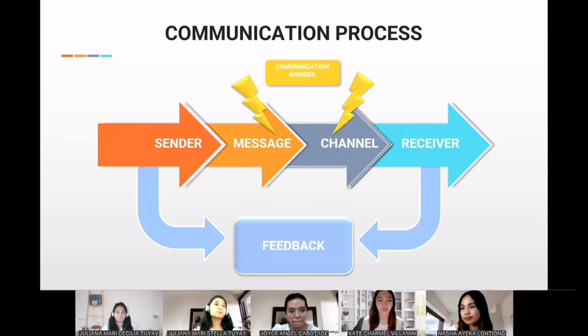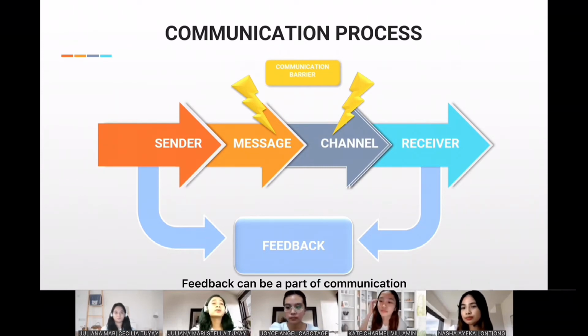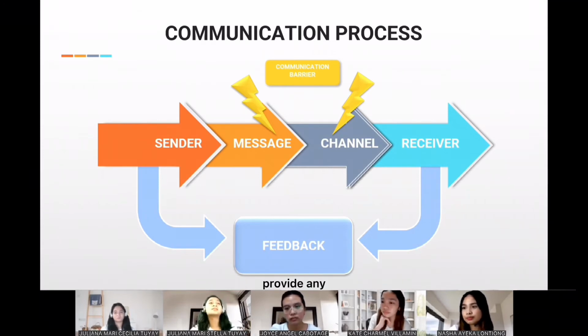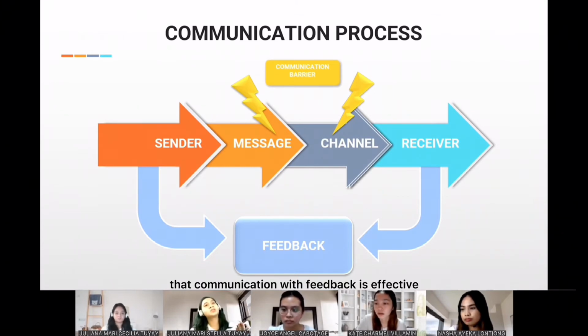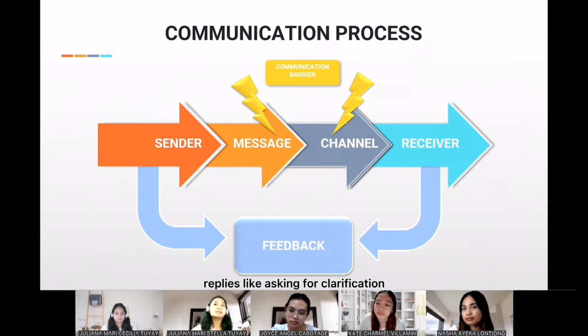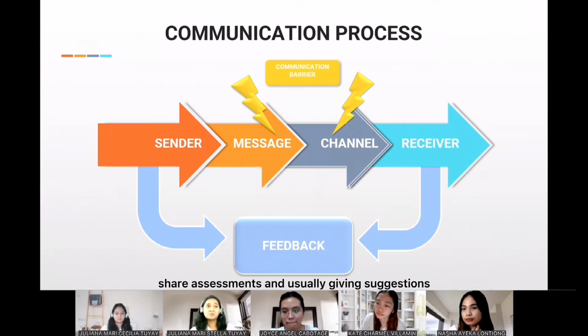Next is feedback. Feedback can be a part of the communication model if the recipient provides any replies or responses, either negative or positive, where the receiver can be the new sender and vice versa. Some believe that communication with feedback is effective, considering the message is already comprehended by the receiver, which enables them to provide feedback. Replies like asking for clarification, sharing insight about the topic, requesting permissions, sharing assessments, and usually giving suggestions and so on.